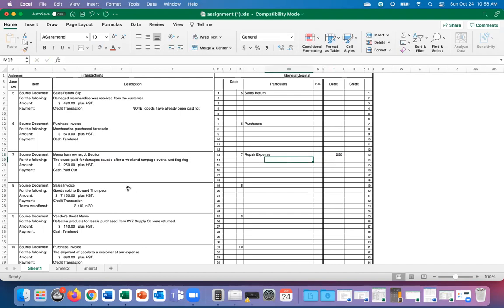And then we have to take into consideration the HST. In this case, we are paying for something. So this is going to be the HST recoverable account. And this is going to be a debit as well.